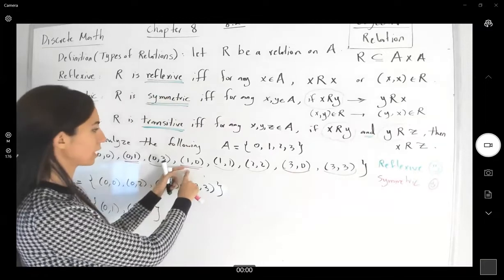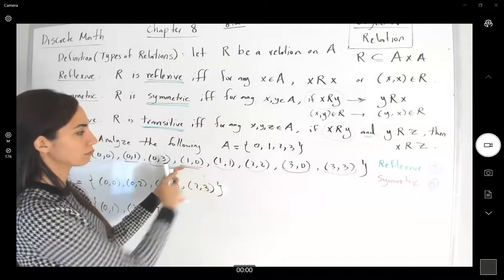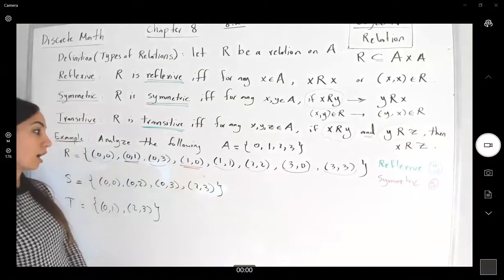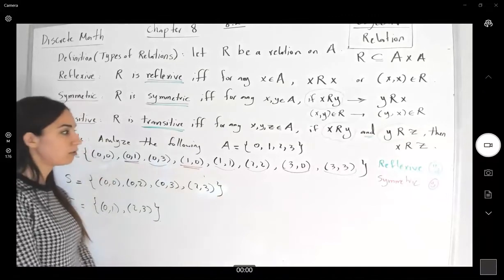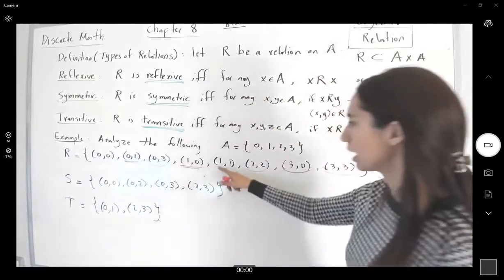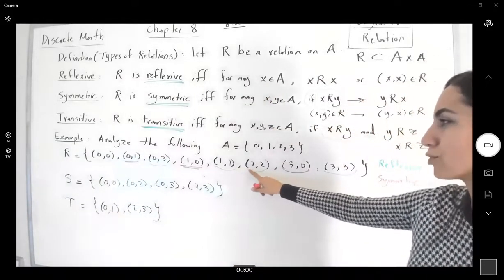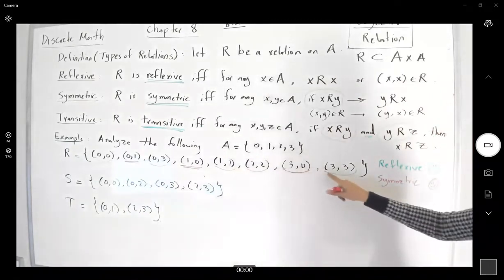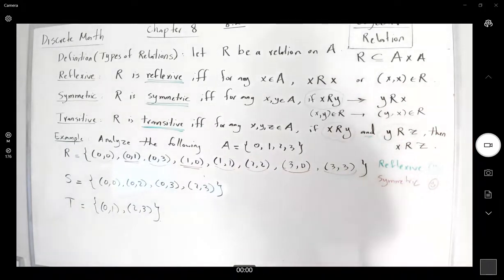Well, let's take a look at this. (1,0). Okay. (1,0), I already checked (0,0). I have (1,0) there. I have (1,1) there. Okay, I have (1,1). Then I have (2,2). Then I have (3,0). (3,3). Okay.